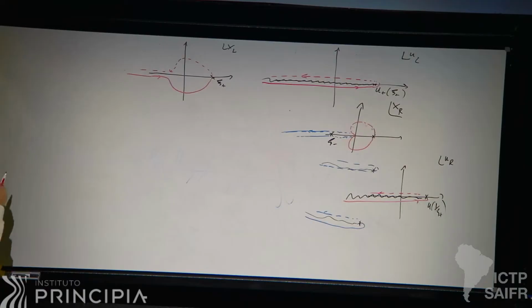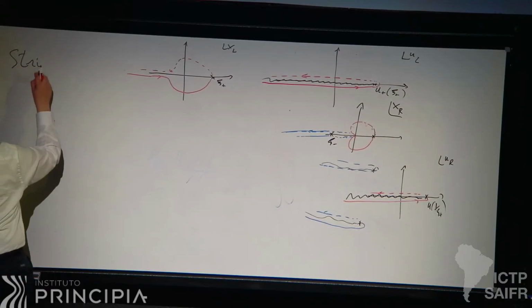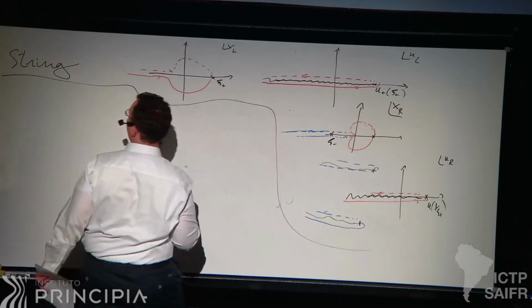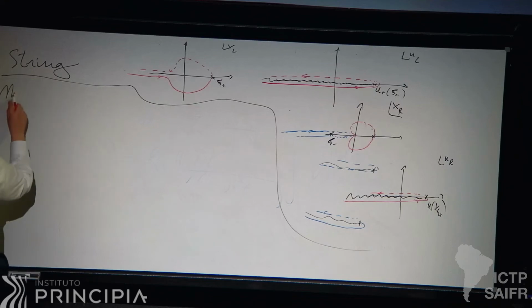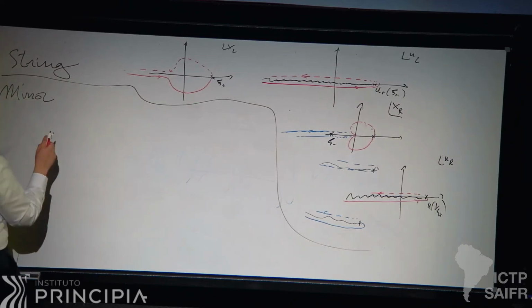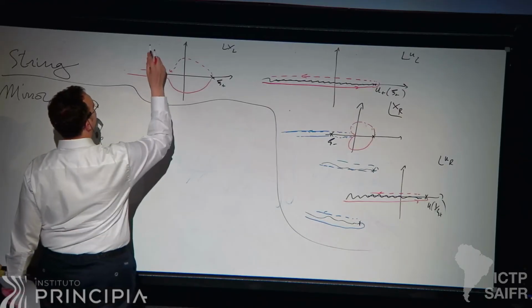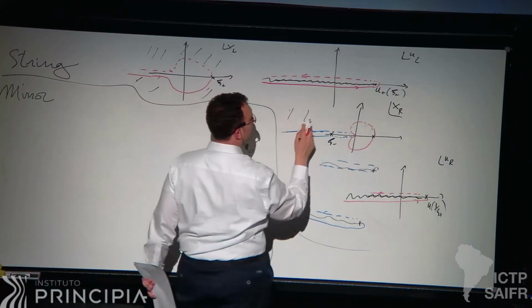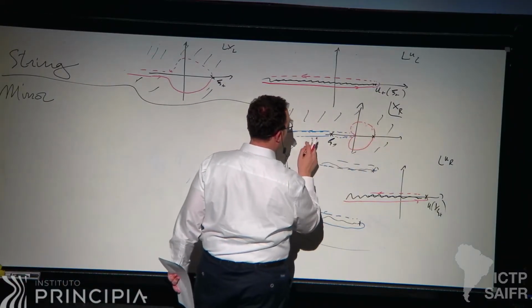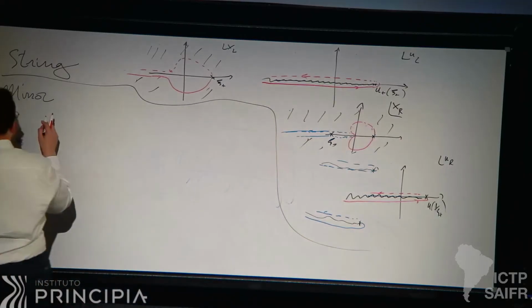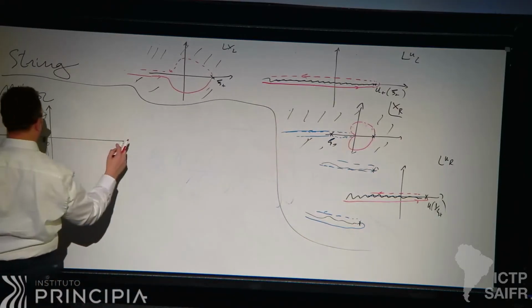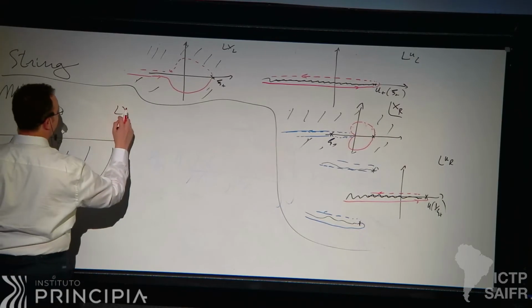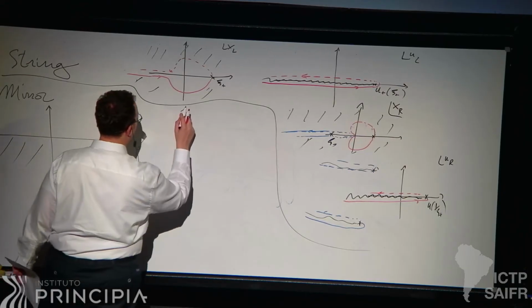So this was the string. So the region where the physical excitations of the string live, and the mirror region. So the string region, the good string region, would be this one. It would be this one. The good mirror region is something like this. It's just a half plane for the x left or for the x right.